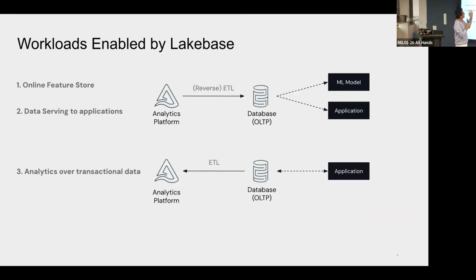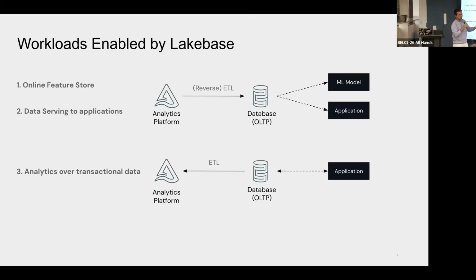Now, coming back to the Lakebase, what kind of workloads does it enable? The first two are similar. Number one is online feature store. Number two is data serving to application. What it basically means is you have your analytics platform. You do a whole bunch of things here. You generate some insightful data, and you want to push it to your OLTP system. Once you have that data in the OLTP system, it can be fetched by your ML models or applications. So those are essentially two workloads.